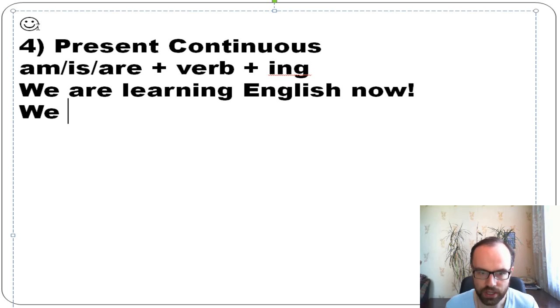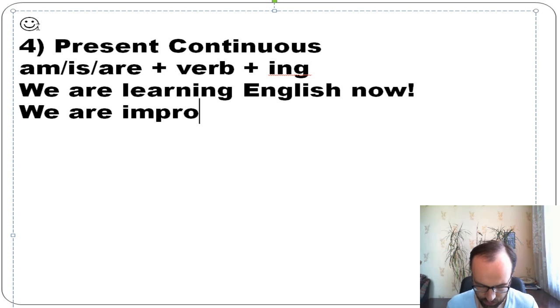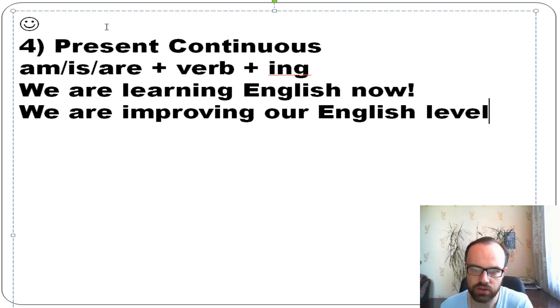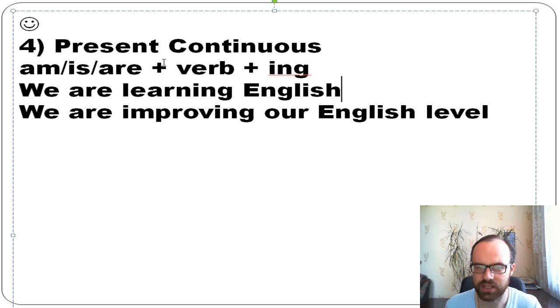So we are improving our English level. Okay, but actually, if you don't use now, other people will understand us anyway, because it means that it's happening now. We're improving our English level. That's great. All right. Next.